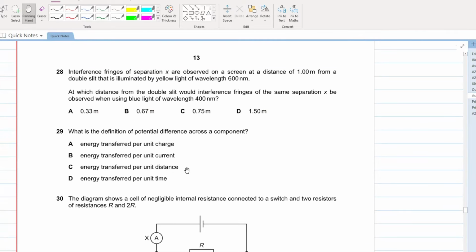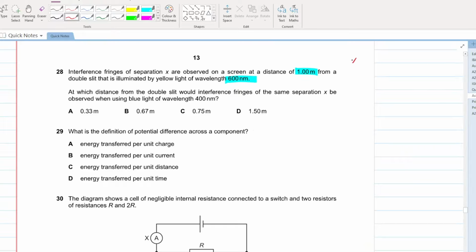Interference fringes of separation x are observed on the screen at a distance of 1 meter. So the distance is 1 meter. At which distance from the double slit would interference fringes of the same separation be observed when blue light of this wavelength is used?